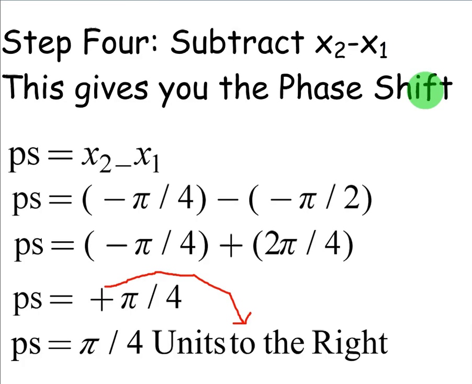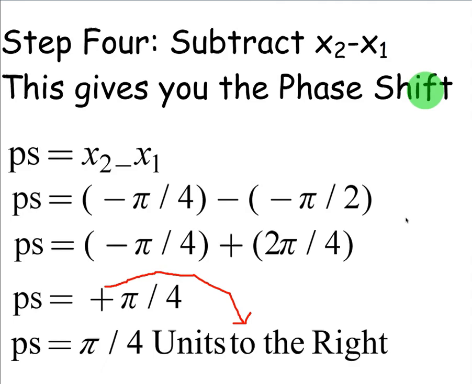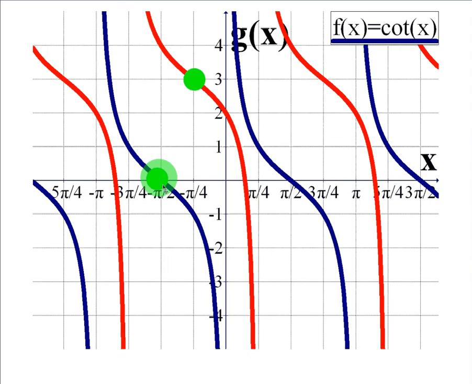So let's take this x value, negative pi over 4, and subtract this one, negative pi over 2. It's a double negative, so it becomes positive. So we get negative pi over 4 plus 2 pi over 4, which is positive pi over 4, which tells us that the phase shift is positive pi over 4 units to the right. And that's going to be our final answer for phase shift, positive pi over 4.